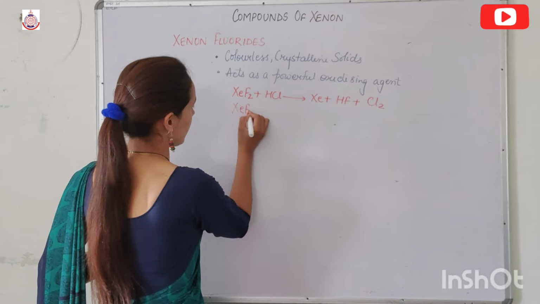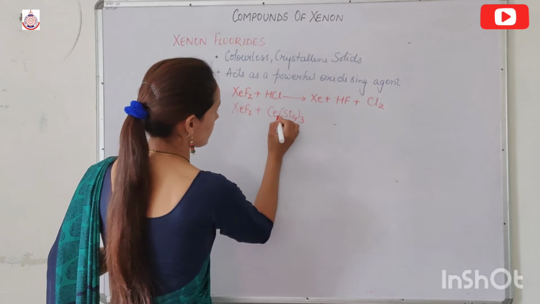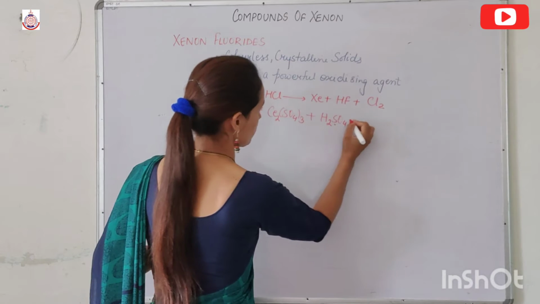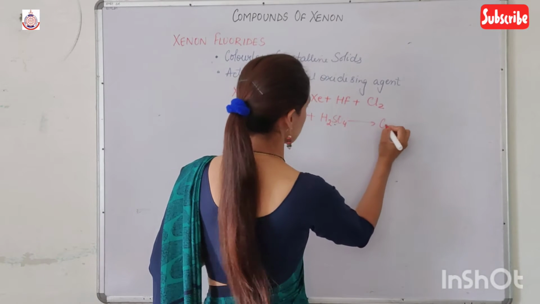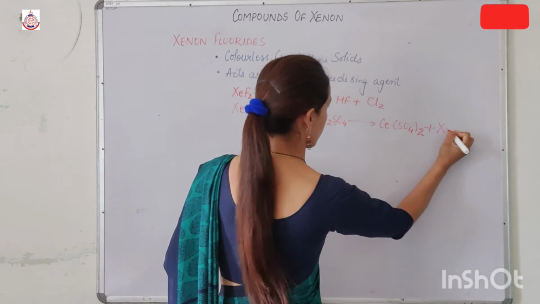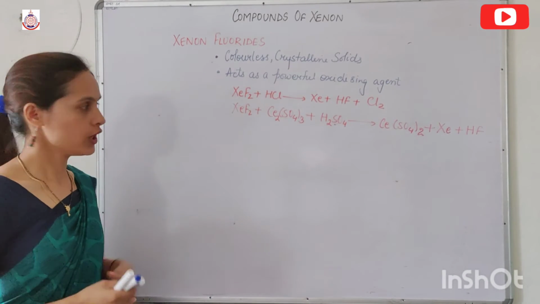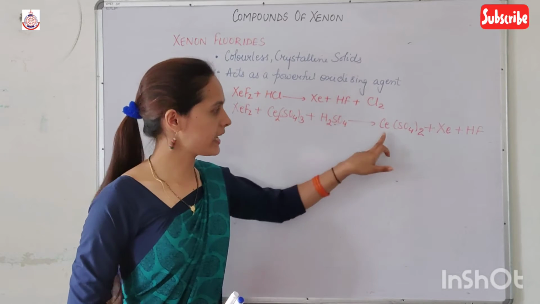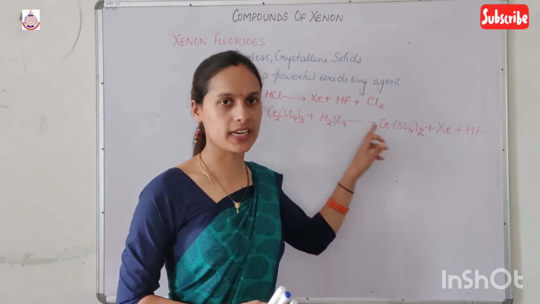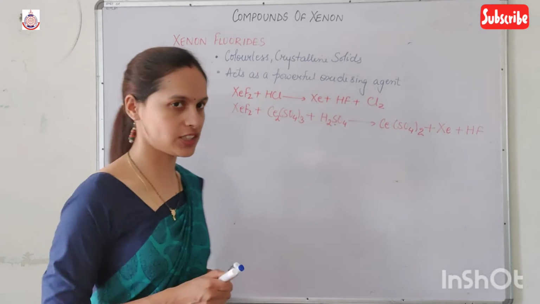Similarly, suppose XeF2 reacts with Ce2(SO4)3 in the presence of H2SO4. Then we get Ce(SO4)2 plus Xe plus HF. So in this way, here it is +3 and here it is +4. So Ce+3 gets converted into Ce+4. That's why it is an oxidation reaction where XeF2 acts as an oxidizing agent.